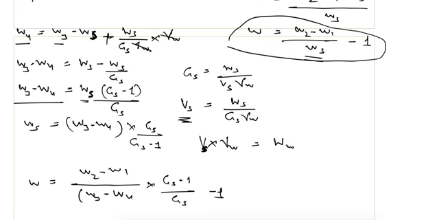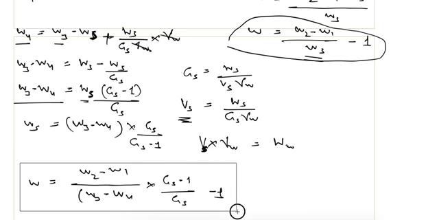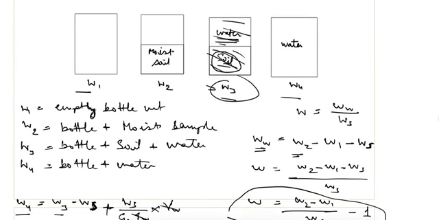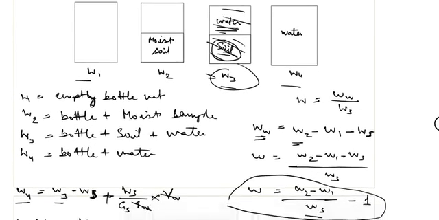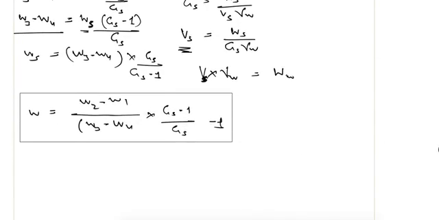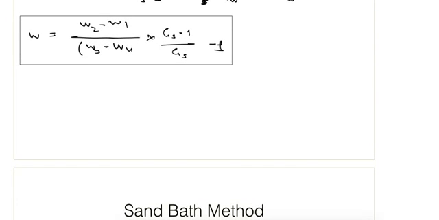So you don't need to remember this big formula, you just need to remember the bottle readings we are taking, and then how we are replacing the weight of solids with the weight of water. This part, if you understand clearly, then you don't need to remember this formula, you can derive it anytime. So this is how we calculate the water content using the pycnometer method.